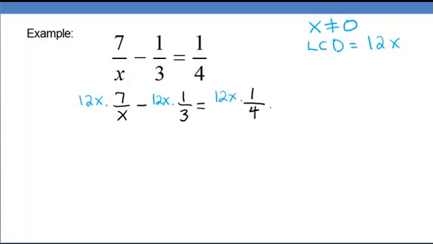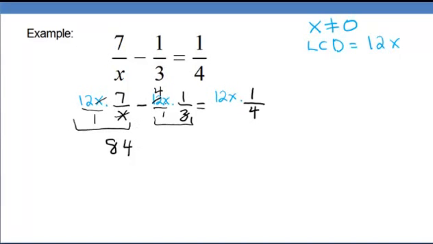Now we have 12x times each one. We're going to clean up. So we're down to our simplify step. This is really 12x over 1. On this first piece, the x is going to cancel on the diagonal. So we have 12 times 7, which is 84. On the next one, we'll simplify, and our 3 goes into 12 4 times.